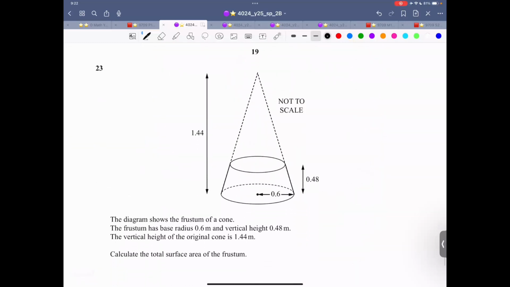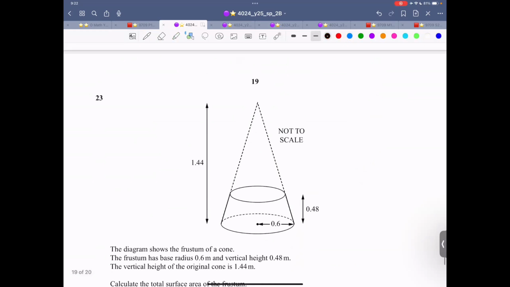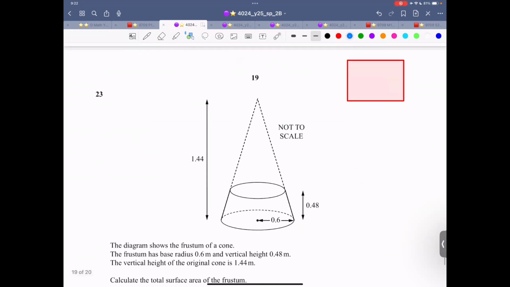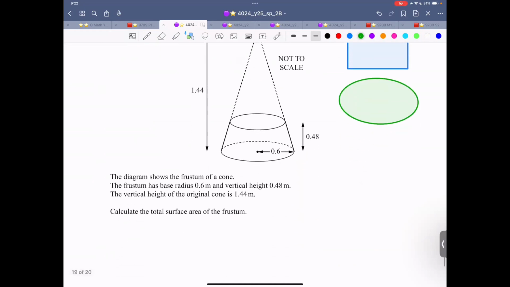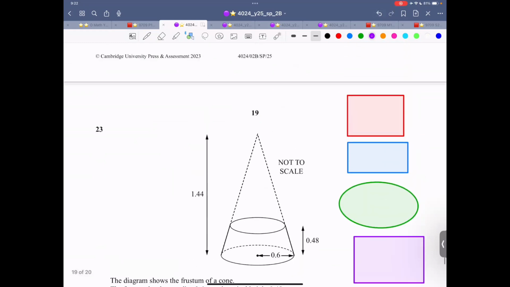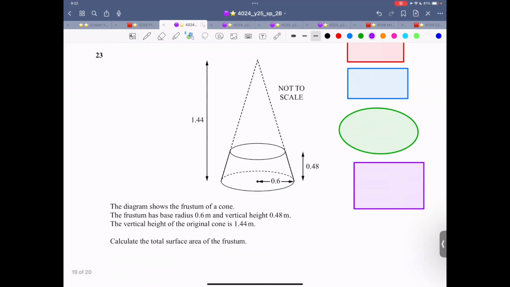Now, this is something that people fear the most. So let me make a box over here on what are the different things that I'll be working with. So let me make a few boxes, a red box, a blue box, a green box or a green circle, and a purple box, something like this. So now let me read the question first.